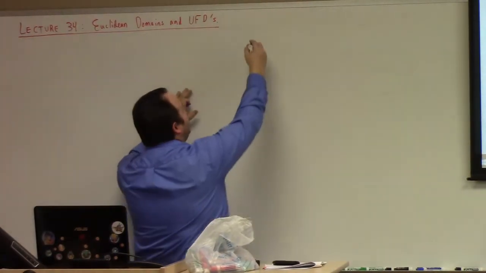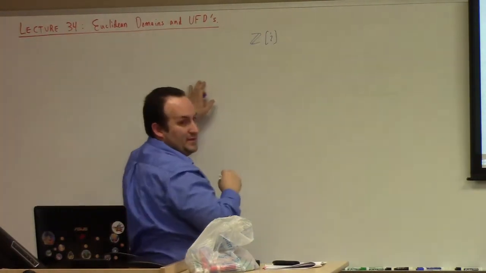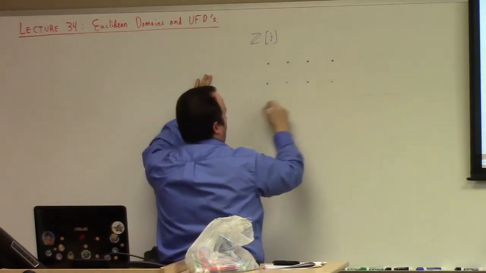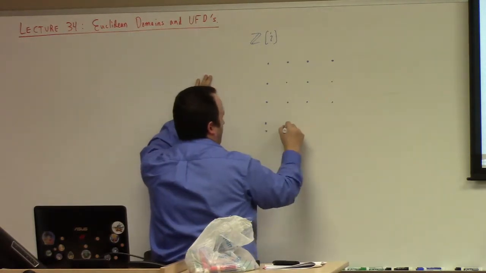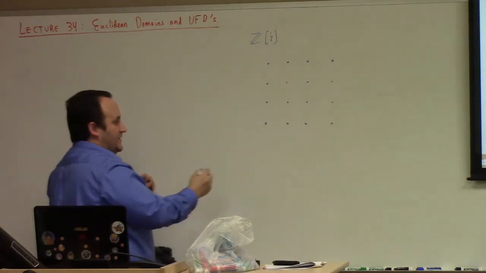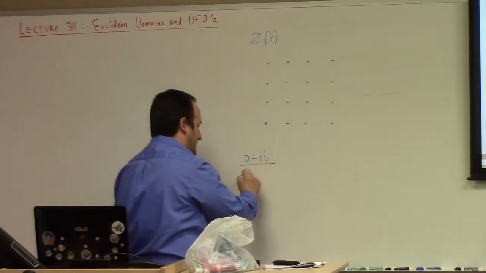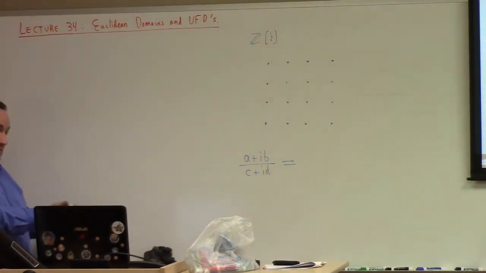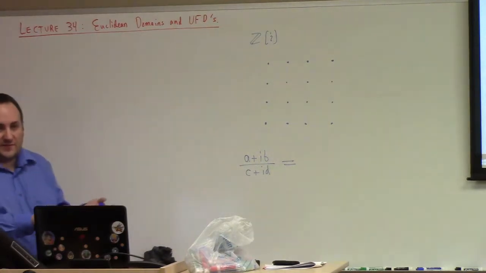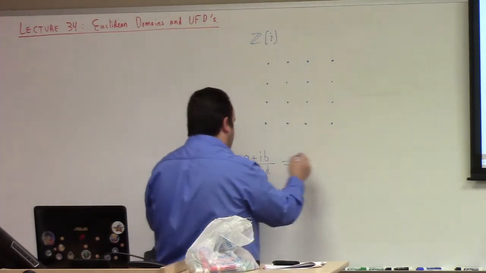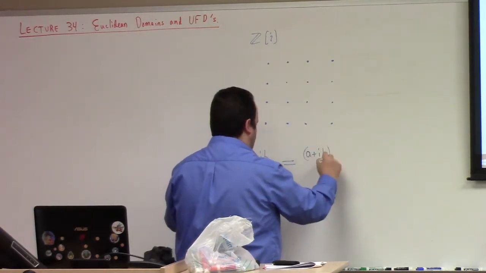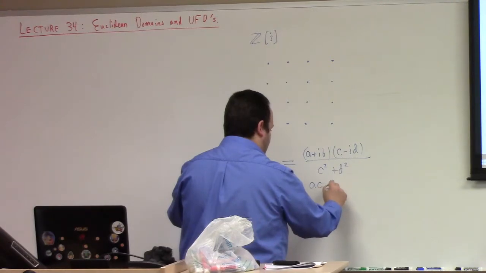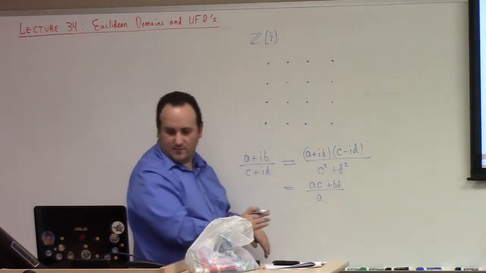So in the Gaussian integers, you can look at this as a lattice of points, right? And if I take two Gaussian integers, say a plus ib, and I divide by c plus id, what do I have? This is a complex number. It's not a Gaussian integer anymore, but you still know what it is. It's not really that abstract. This is a concrete complex number you can calculate. In particular, this is a plus ib times c minus id over c squared plus d squared. So you can explicitly calculate ac plus bd over c squared plus d squared.